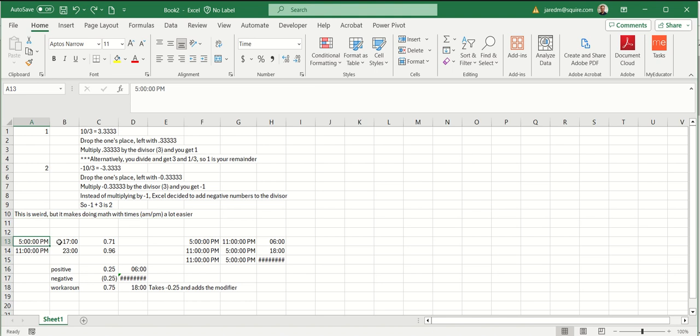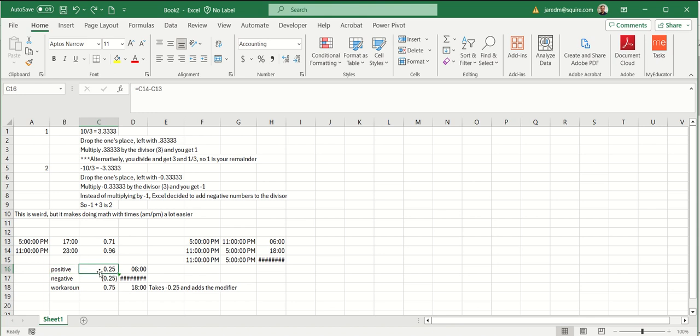So let me come down here and show you. 5 p.m. and 11 p.m. are 1700 and 2300 on the 24-hour clock. In days, I've converted this to just a number. It's 0.71 of the way through a day, meaning when it's 5 p.m., I am 71% of the way done with my day. By 11 p.m., I'm 96% of the way done. I'm almost done with the day. It's almost midnight, and that starts a new day.